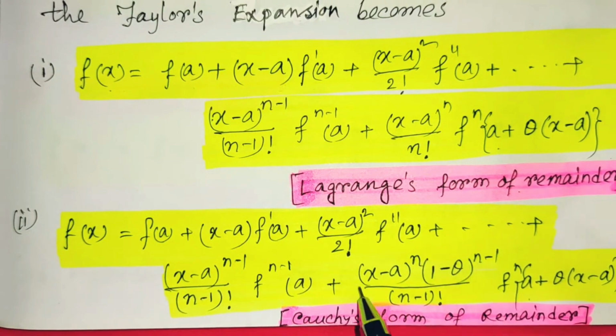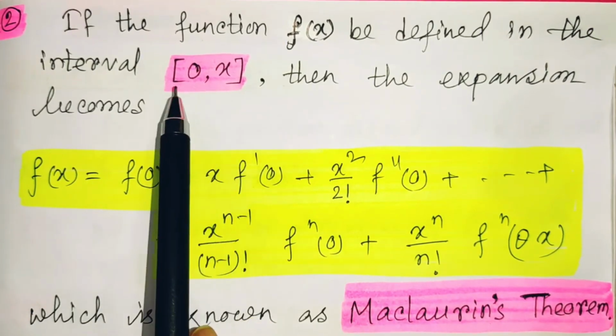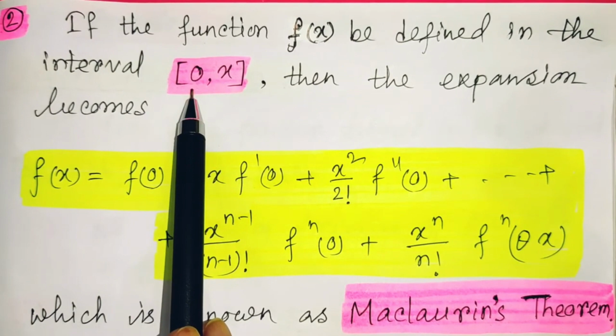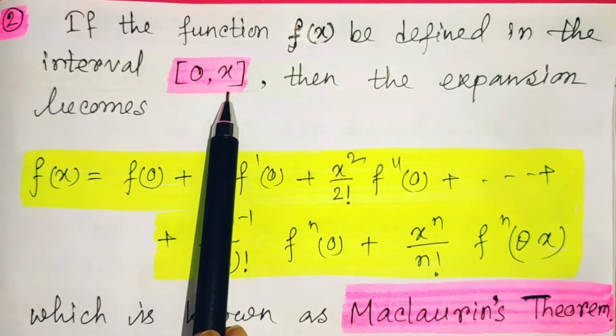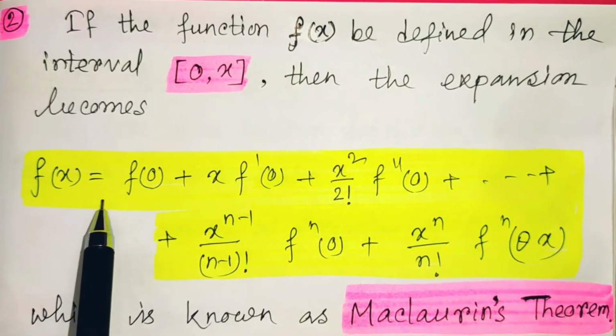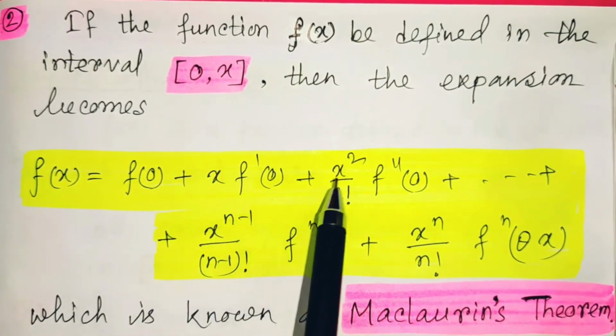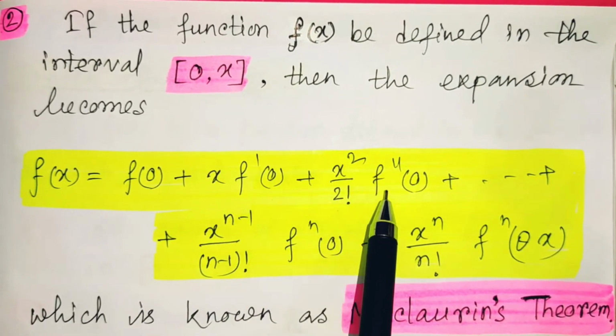Just here is the change, nothing else. Okay, now. Not only that, now if we change the interval as 0 comma x, a should be replaced by 0 and b should be replaced by x, then we will get this expression. Just look, f of x is equal to f0 plus x into f dash 0 plus x square by 2 factorial f double dash 0.